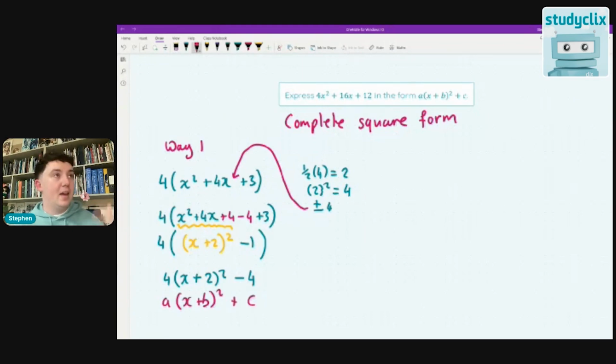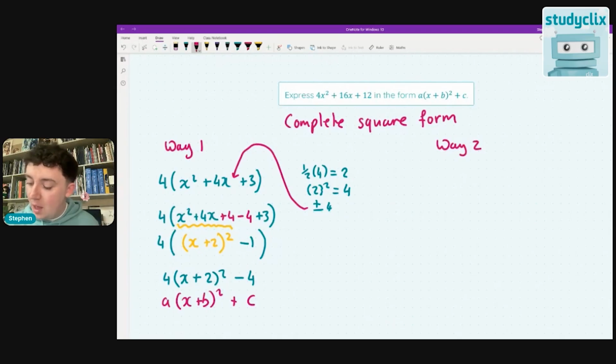Now, let's say it's the Christmas exams, it's the mocks, or it's June 2026 or 2027, and you're saying, I remember Stephen banging on here about steps for complete square form. To hell, I cannot remember them. Let's have a look at another way. And way 2 here is really nice because you don't need to remember any steps whatsoever. So let me show you what we do.